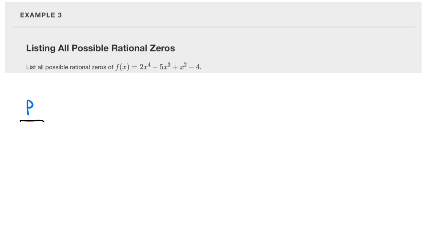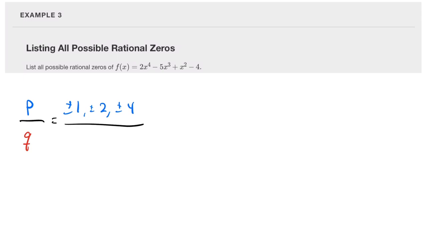That's not a Q. I don't know what it's right now. All right. Where the P are the factors of our constant term. So our constant in this case is -4. So the factors of -4: plus or minus 1, plus or minus 2, and then plus or minus 4.